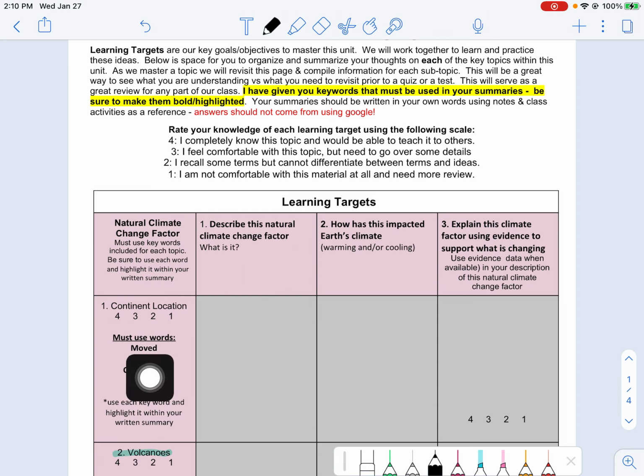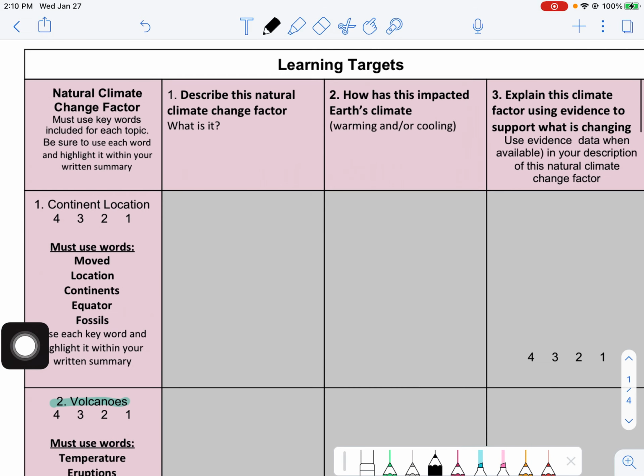So we've got some keywords: moved, location, continents, equator, and fossils. So this is one we talked about in class. We already know this idea of continental location and the idea that the continents move around the planet. That's all we're looking for this first one here, right?